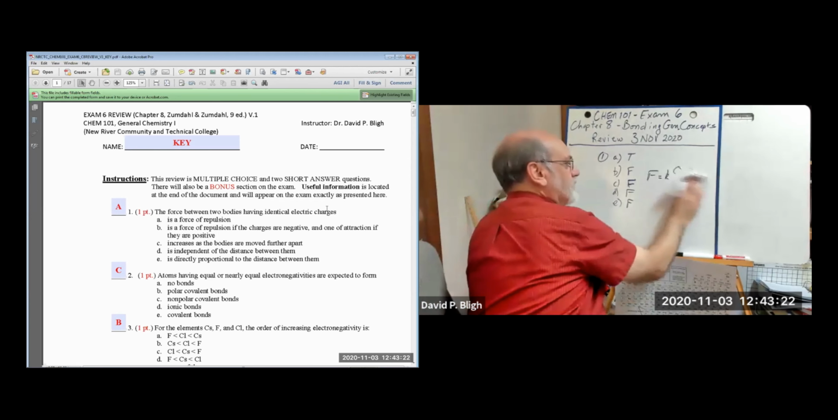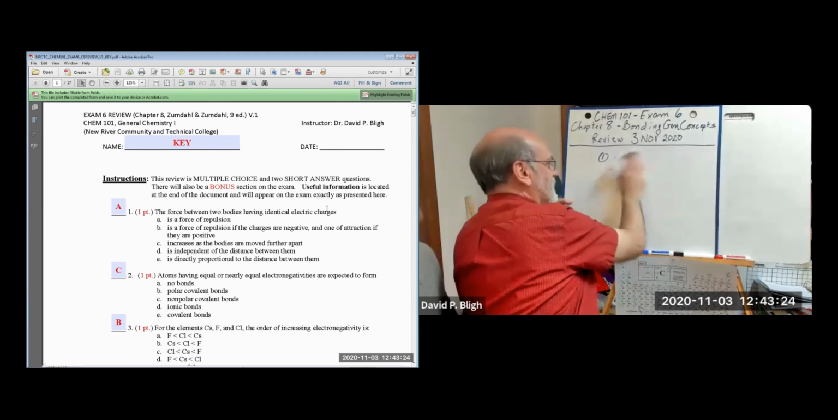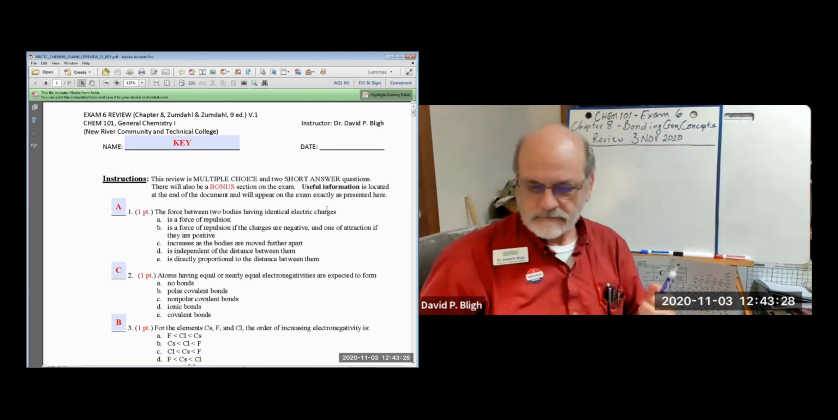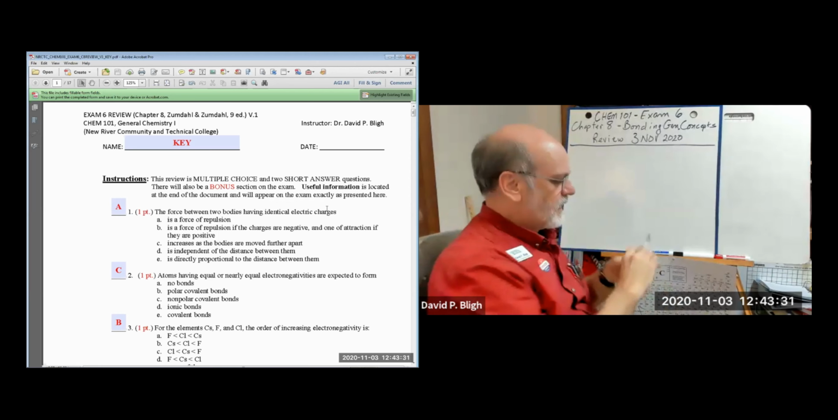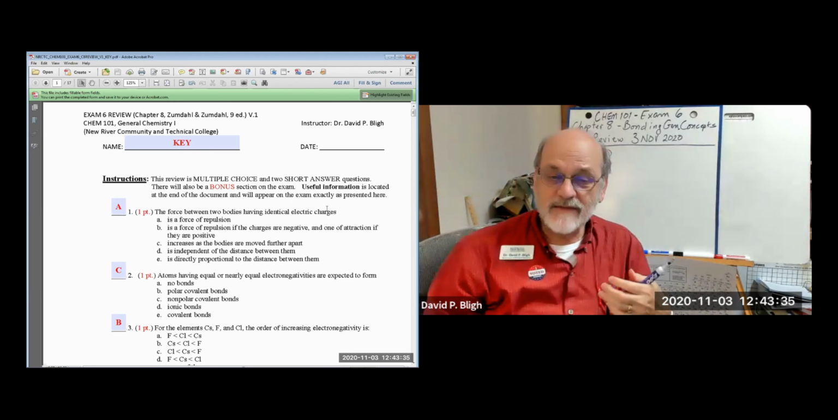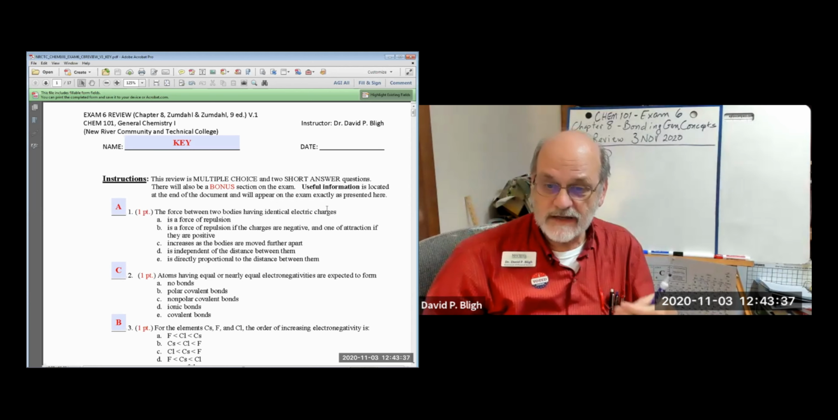Okay, so that's one. And the answer to one is A, of course. Number two, atoms having equal or nearly equal electronegativities are expected to form what?